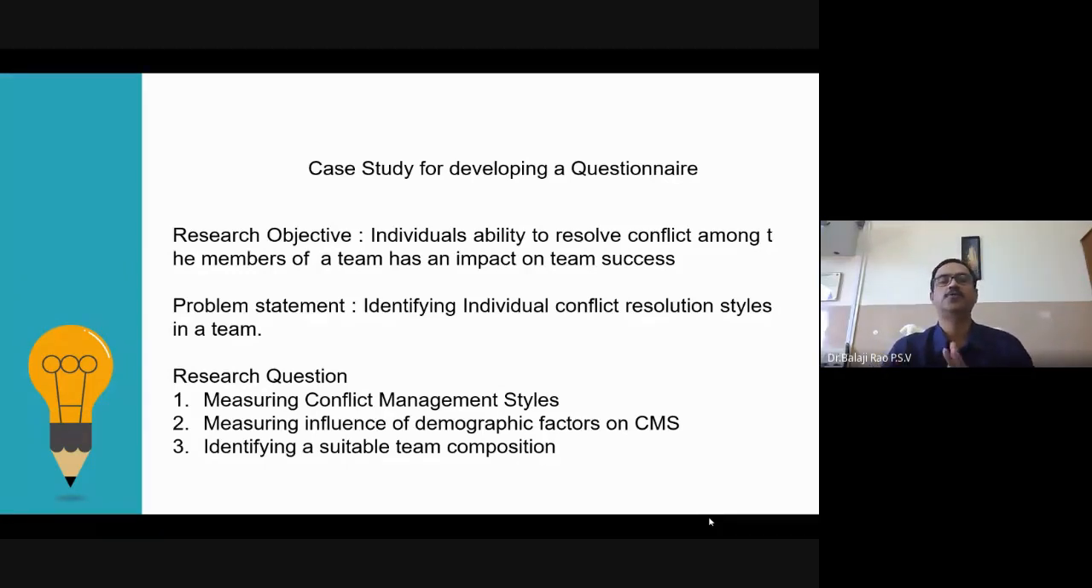All these things I call demographic factors, and how these factors influence a person's ability of mature exhibition of conflict resolution styles, and also how we identify a suitable team composition.